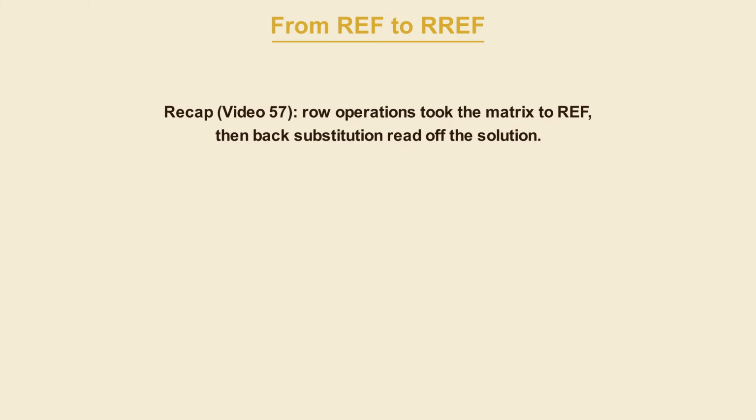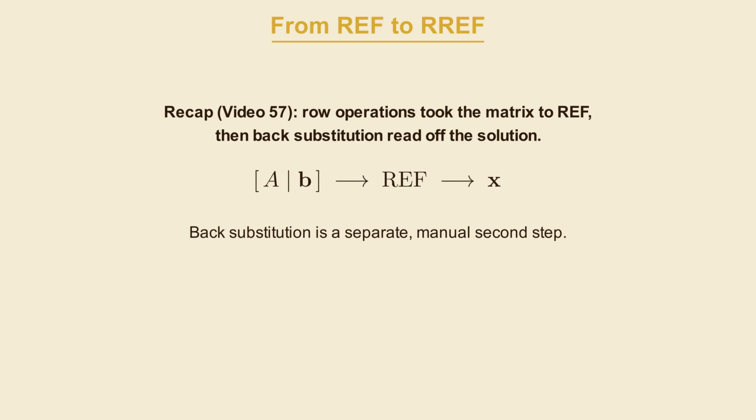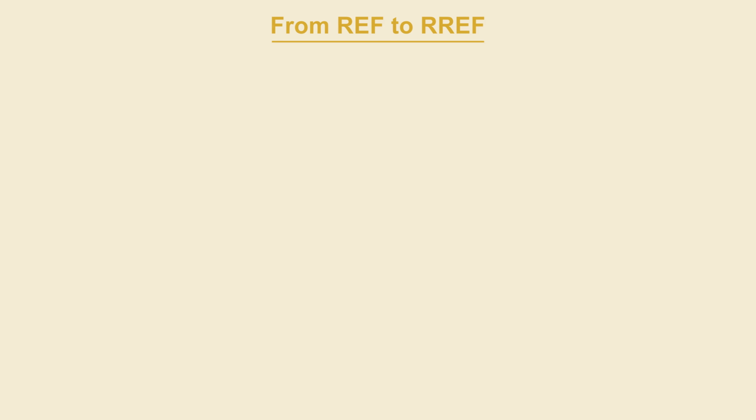In the previous video, we got an augmented matrix into row echelon form. Then we used back substitution to read off the solution. The full procedure works, but back substitution is a separate manual step on top of the row operations. It ends up being possible to actually fold the back substitution work directly into the row operations themselves. That way the solution just falls out automatically at the end. That's exactly what we're going to do today.